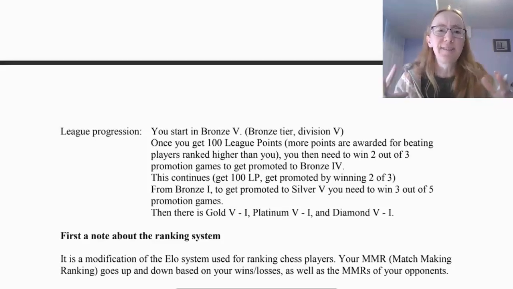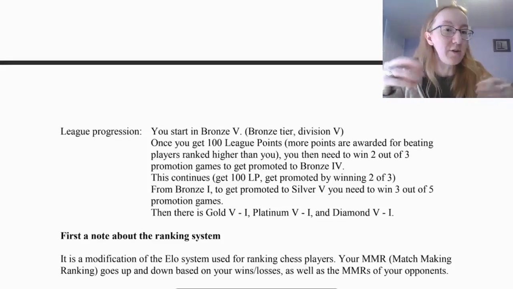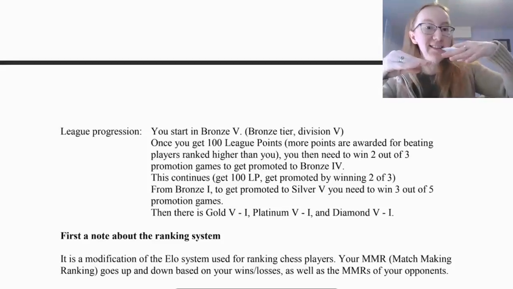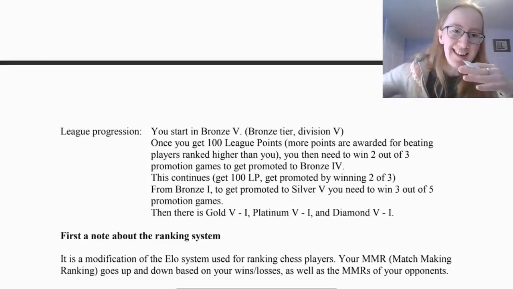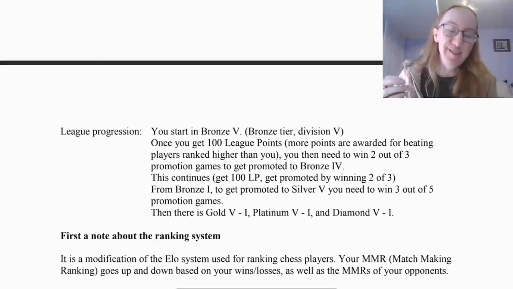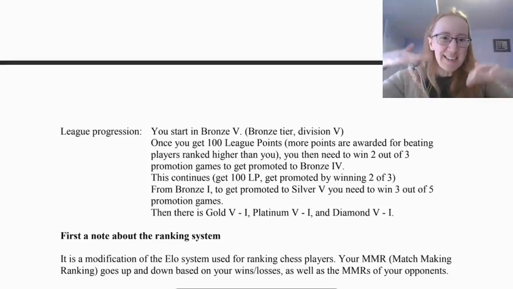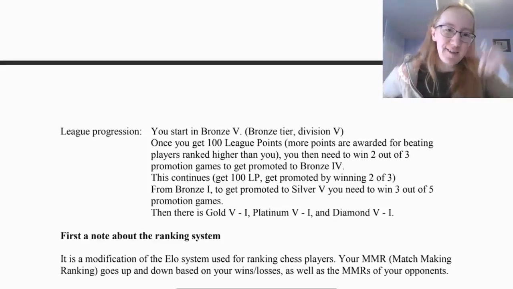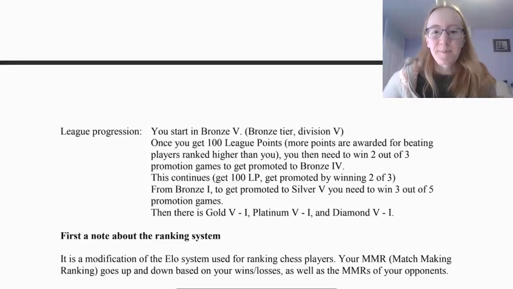Basically, if you beat somebody whose score is higher than yours, you earn more points. If you beat somebody that you're much better than, you don't earn as many points. And if you lose to someone who's much worse than you, then you lose a lot of points. So it's basically about where they think you should be within the ranking, and every time you play a game, your ELO score goes up or down accordingly.